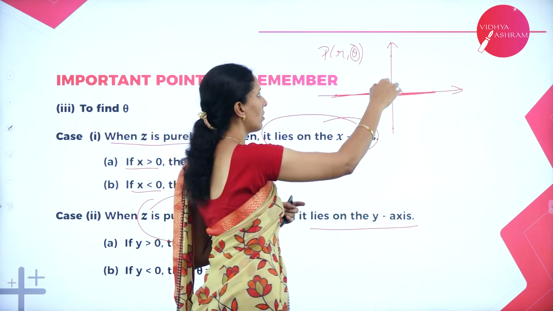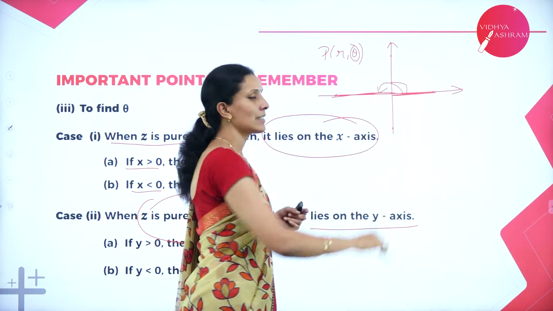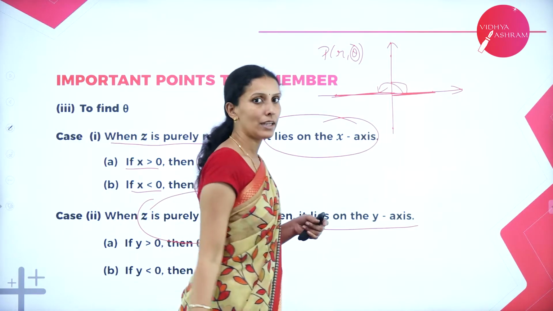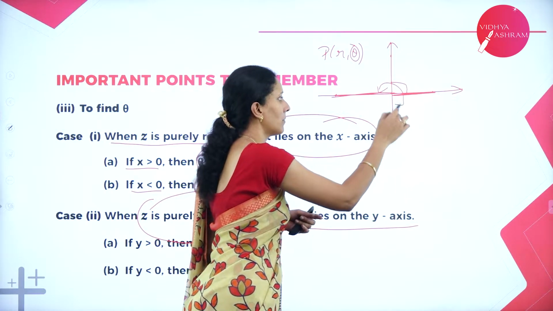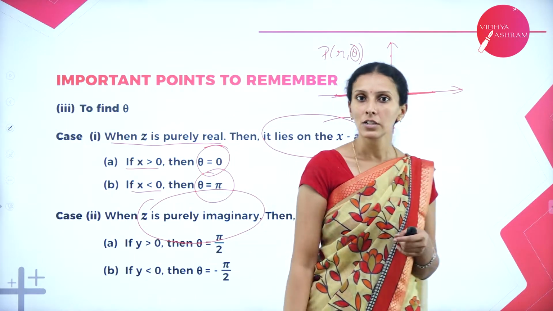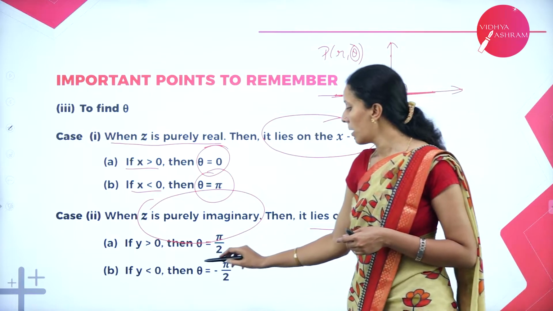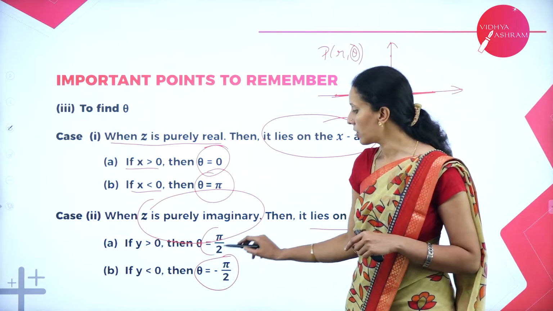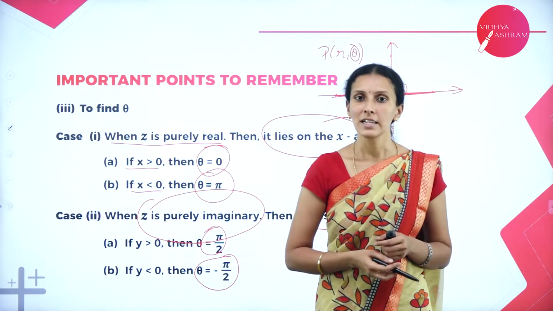If the point is on the positive y-axis, then the angle is plus 90. If the point is on the negative side of the axis, then the value is minus 90 because we measure it clockwise. So therefore, the value will be minus pi by 2 if y is less than 0, plus pi by 2 if y is greater than 0.